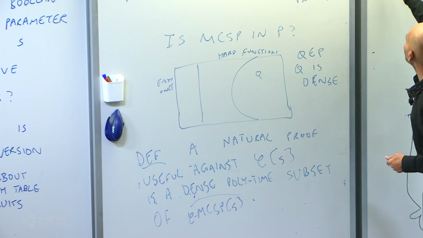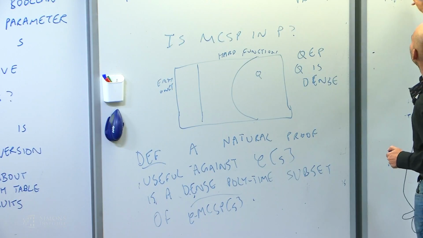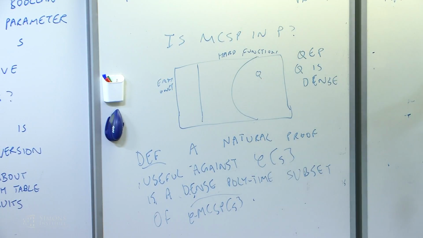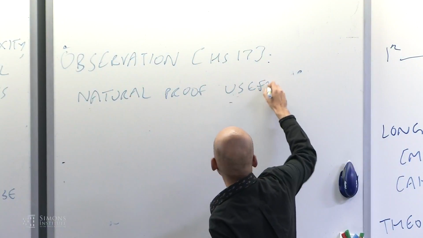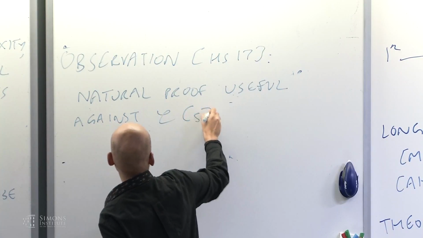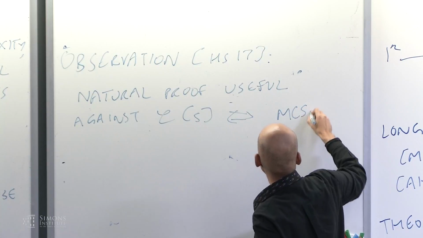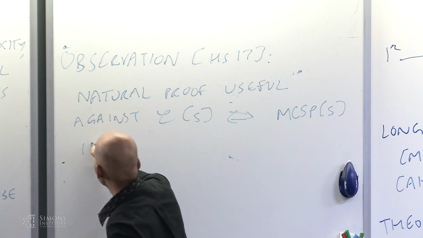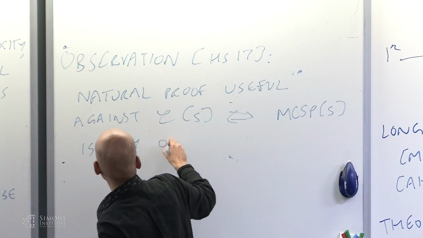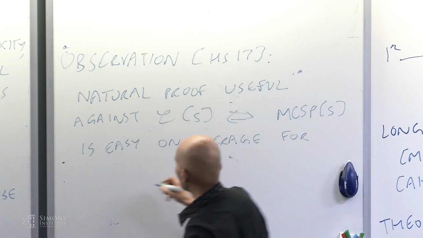So here's the observation that I had with Shuichi in a paper from last year: natural proofs useful against circuits of size S is equivalent to MCSP of S being easy on average for zero error algorithms.